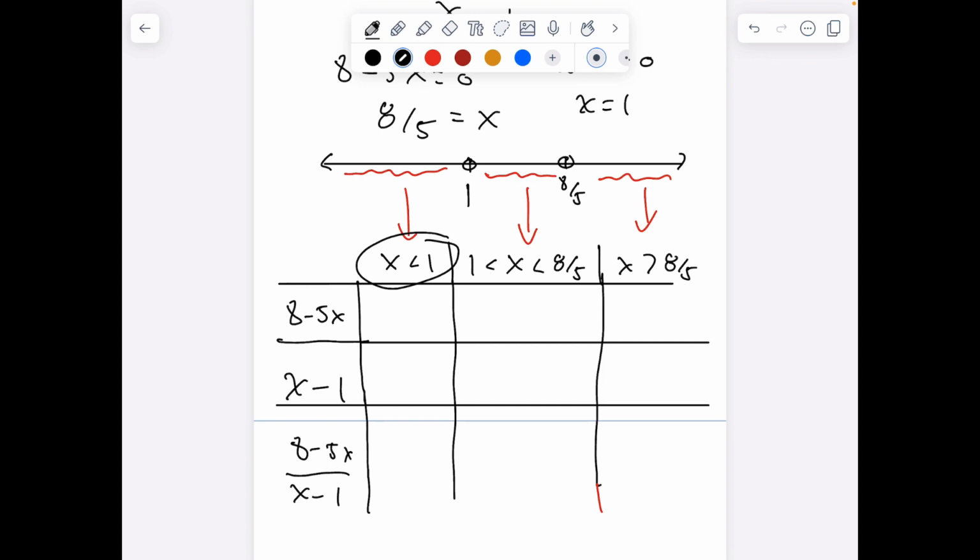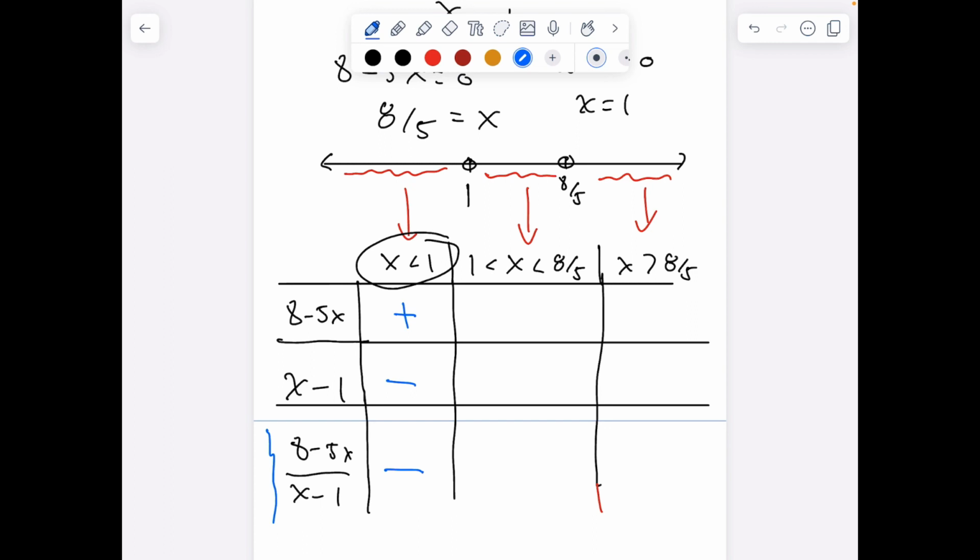If you pick something that's less than 1, like 0, you're going to get something positive for 8 minus 5x. If you plug that same value, 0, into x minus 1, you're going to get something negative. So positive divided by negative, that's what I'm looking at for this last part. That's going to be negative. And I picked 0, but you could pick anything less than 1. The result will hold for any value that's less than 1.